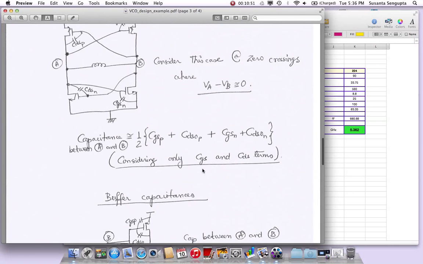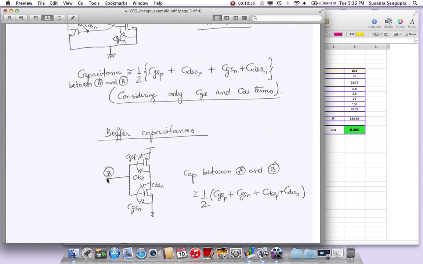How about the buffer? After this core, at each of these points A and B, we have a buffer. I'm just showing the B side of it; A will have the same thing. You just have a simple inverter buffer to take the sine wave and square it up at the output.